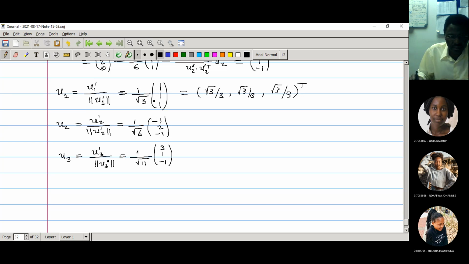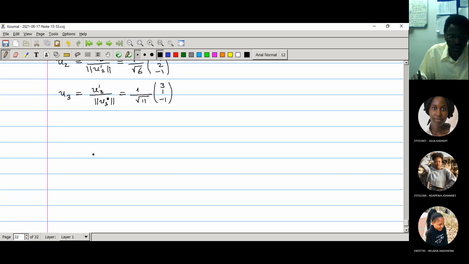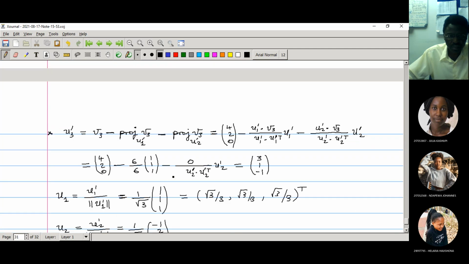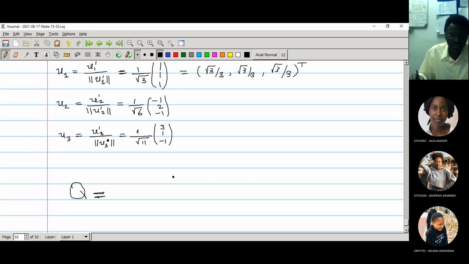Now, let me quickly check that. But before I check, let me write Q. If they are orthogonal, our Q would just be this basis, the last one. I didn't say it, but Q is formed by taking U1, U2, U3. So Q should be: the first column U1, that is square root of 3 by 3, square root of 3 by 3, square root of 3 by 3.